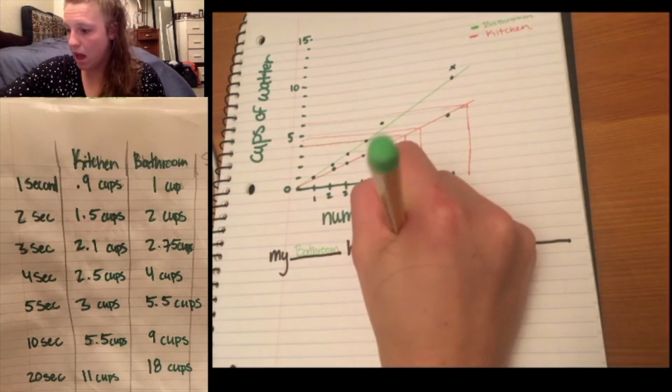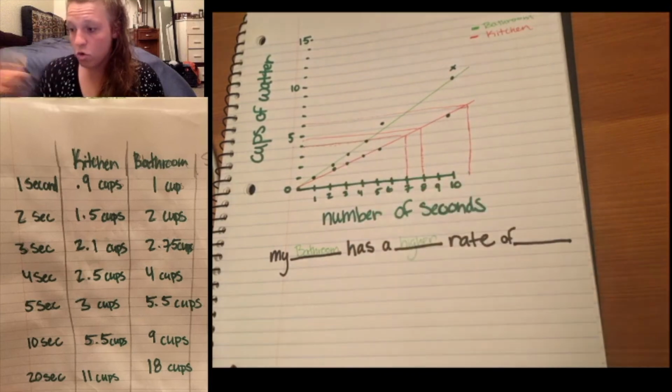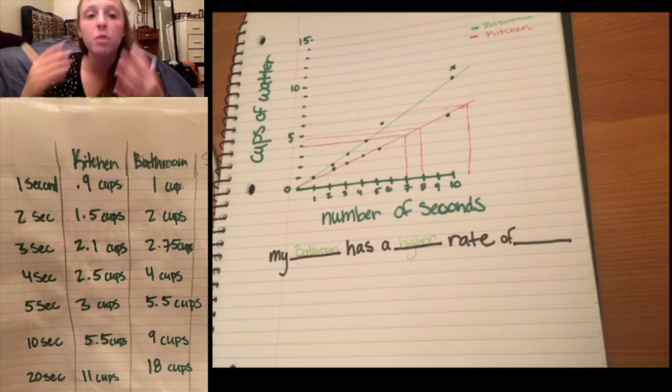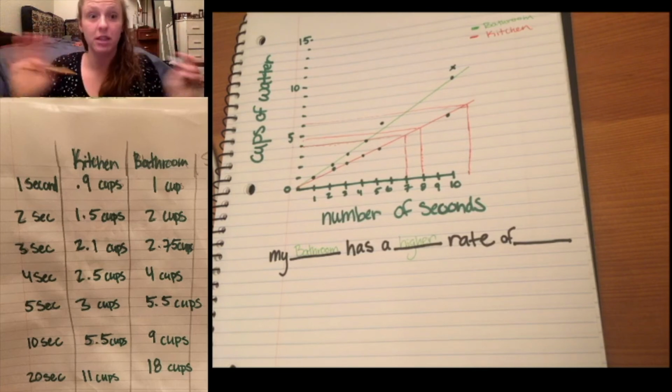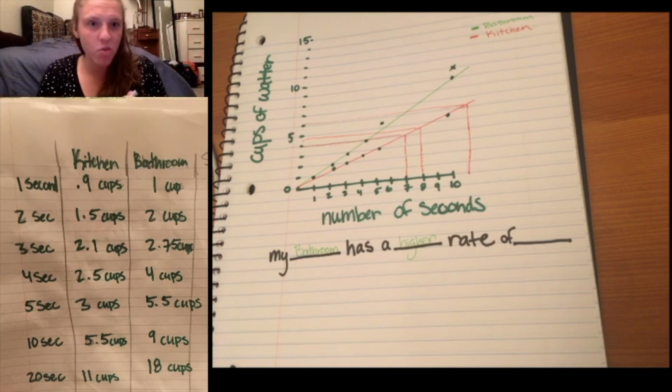So my bathroom has a higher rate. And what is this rate? This rate is of the water flow. We always want to put it in context. We don't want to leave it out there as just a rate in math world. If I'm giving you a problem that's just a simple graph, you can say just higher rate. But if it's in context, I want you to remember to think about what that rate is.